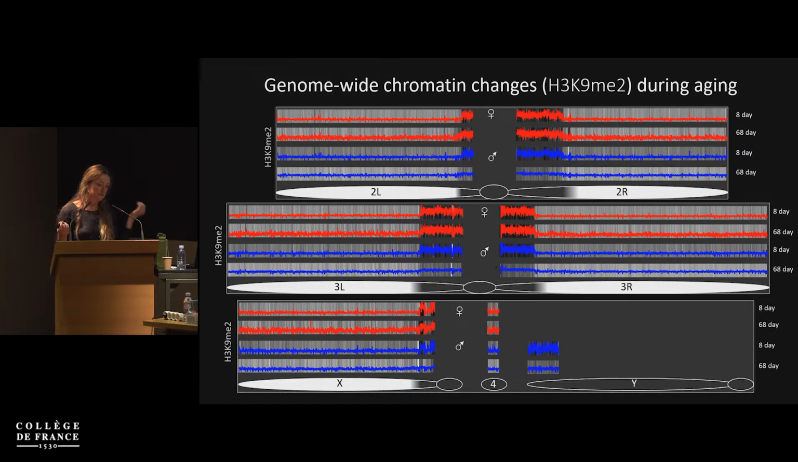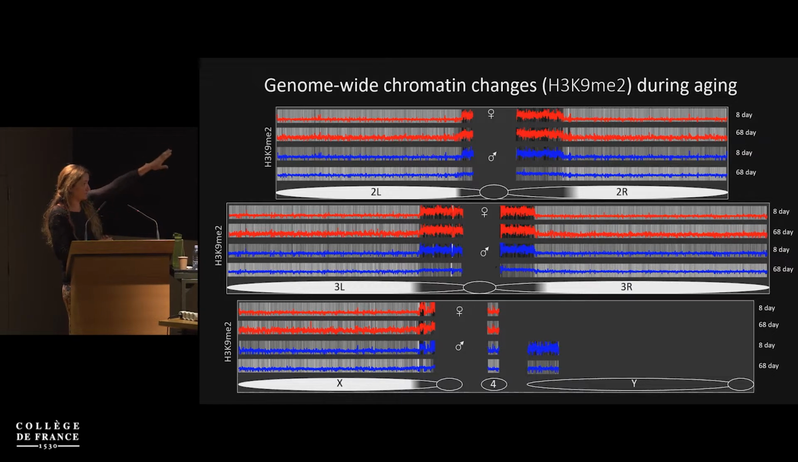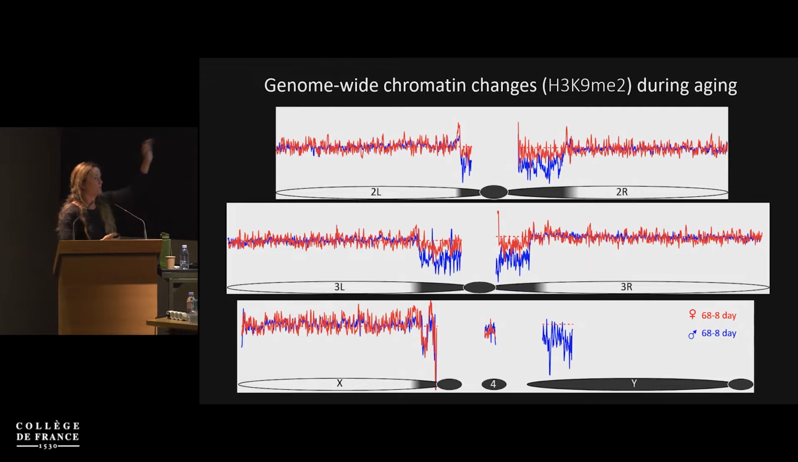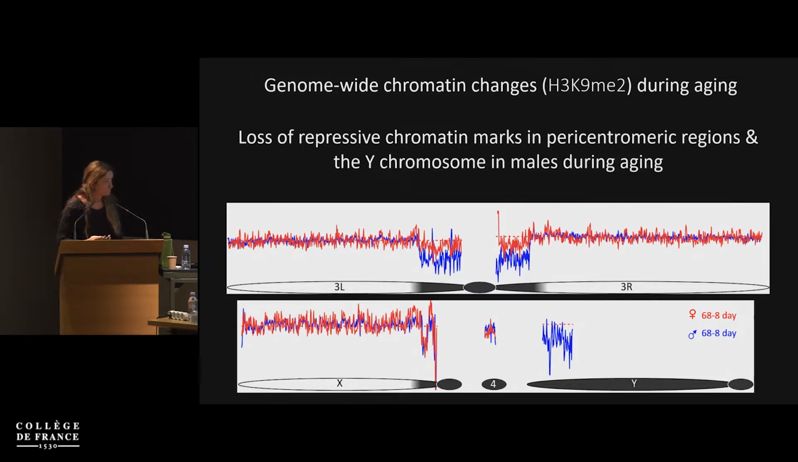However, as flies age, we see that in females we actually maintain the same amount of heterochromatin, so this is for 68 days, but in males we see a dramatic loss in heterochromatin. And that's true for the pericentromeres, and it's true for the Y chromosome. This is just using the same data but subtracting the signal from the old flies minus the young flies. So we see a little bit of loss of heterochromatin in females in red, but there's a dramatic loss of heterochromatin in males.